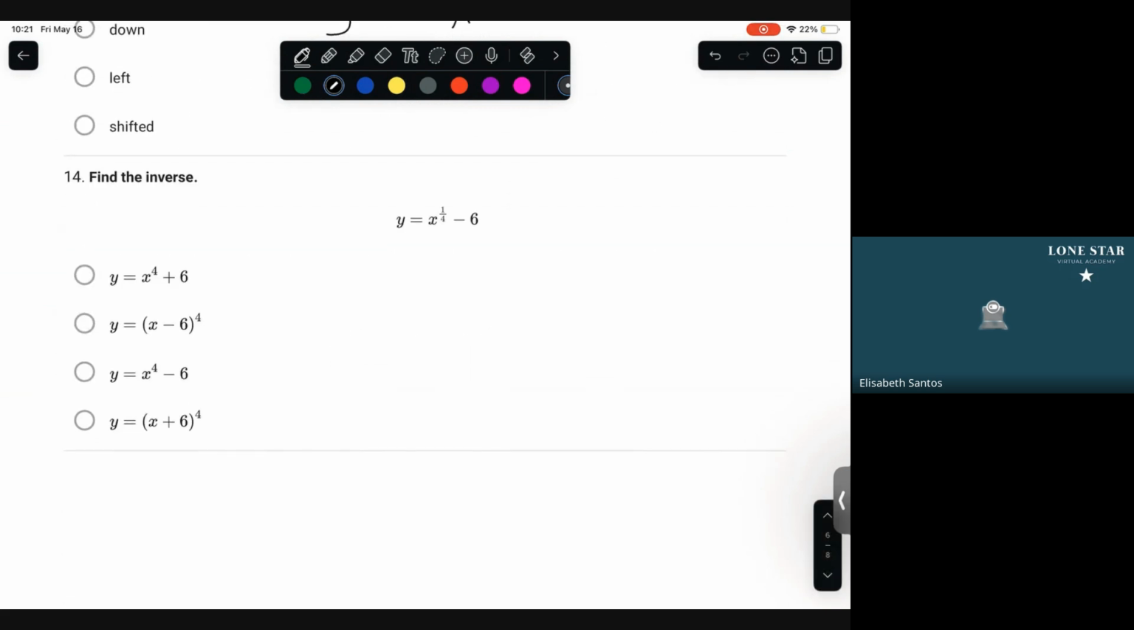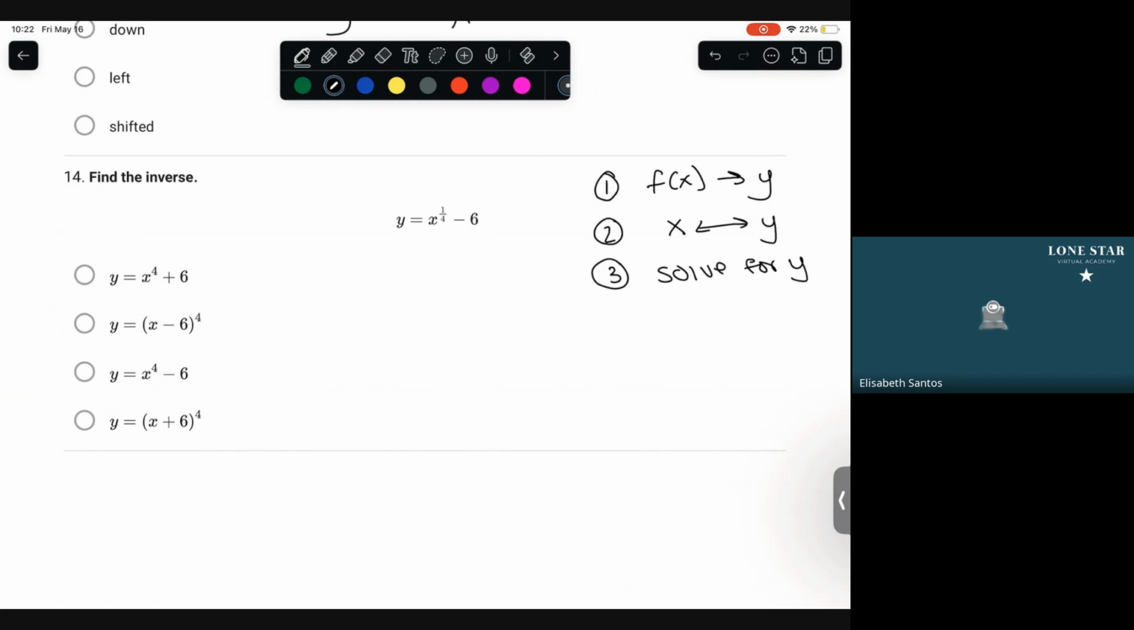And 14, find the inverse. So if you remember the steps to finding the inverse, you change f of x to y, which they already did for us. Then step 2, you're going to switch x and y. 3, solve for y. And then 4, you change the y into the inverse function.